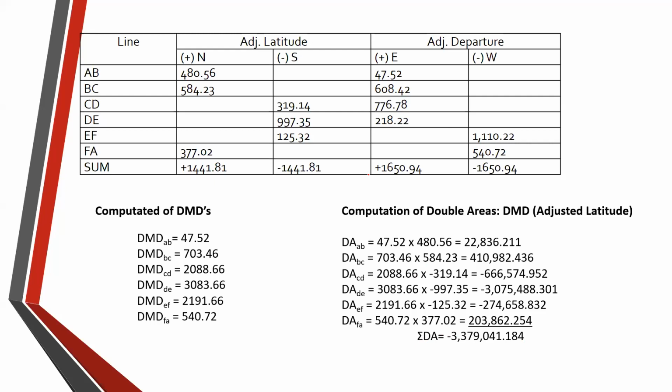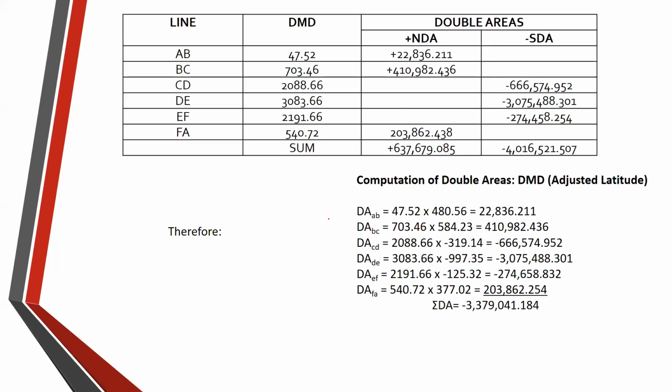Is this the area of our traverse? No, because again, this is still the double area. So we will need to divide it by 2. So 3,379,041.184 divided by 2, that is 1,689,520.592. As we all know, there is no such thing as a negative area.